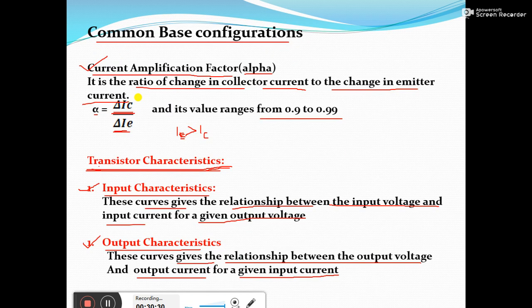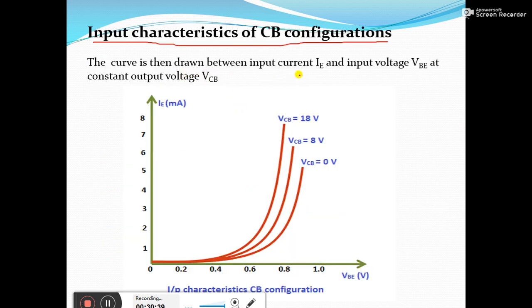First is the input characteristics of CB configuration. As we said, this gives the relationship between input voltage and input current for a given output voltage. In the CB configuration, the input current is IE, the input voltage is VEB, and the output voltage is VCB. For a given constant VCB, we plot the curves of IE versus VEB for different VCB values.